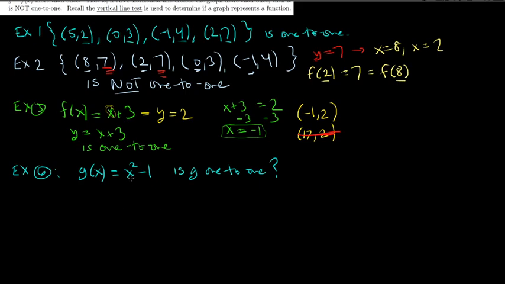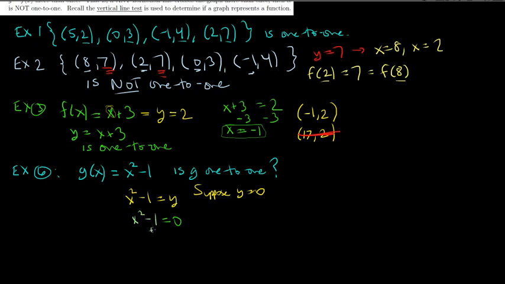So let's think about this. If x squared minus 1 is our y value, and we pick a y value, can that come from more than one value of x? So what y should we pick here? Again, let's keep it simple. How about 0? So let's say y is 0. Suppose y is 0. So if y is 0, what x did that come from?